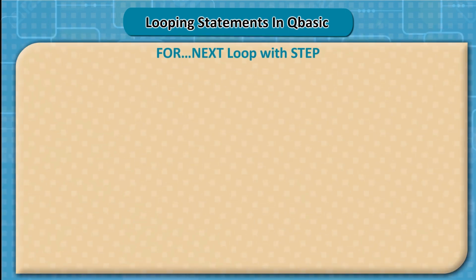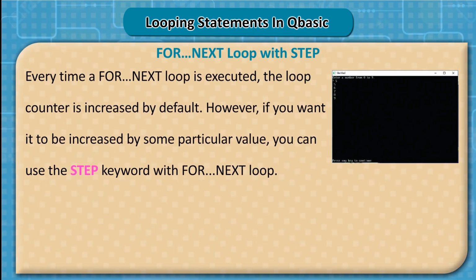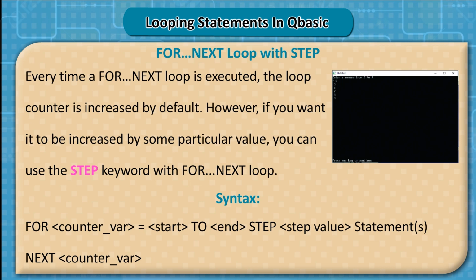Next loop with step. Every time a for, next loop is executed, the loop counter is increased by 1 by default. However, if you want it to be increased by some particular value, you can use the step keyword with the for, next loop. Syntax: For countervar equals start to end step value, statement S, next countervar.